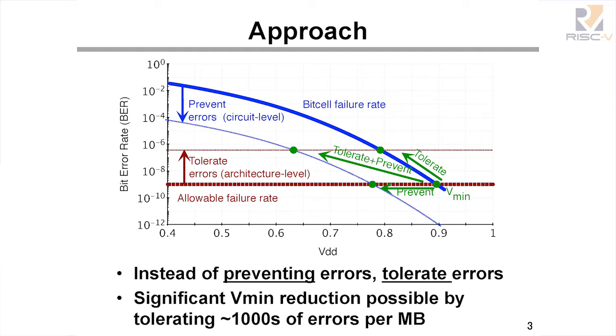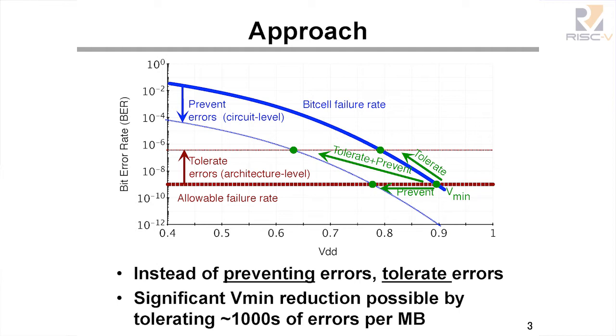And so to move this intersection point lower, to decrease the minimum operating voltage of your system, there are really two ways to go about it. The first one's the most common, and this is preventing errors from ever occurring. I'll talk about it later, but this is things you do to the SRAM periphery to improve the bit cell's operation at low voltage.